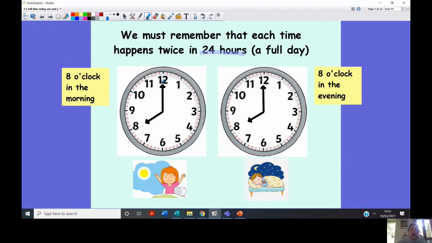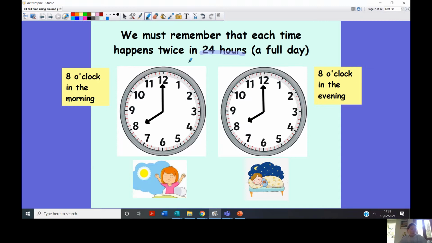So looking at our analog clock face, which is what we've been looking at, and we're going to look at digital clock faces tomorrow, we can see that we've only got 12 numbers on our analog clock face, which is why we go around the clock face twice in one day. So each time happens twice in one day, which is why we don't just say, oh, I come to school at 8 o'clock.